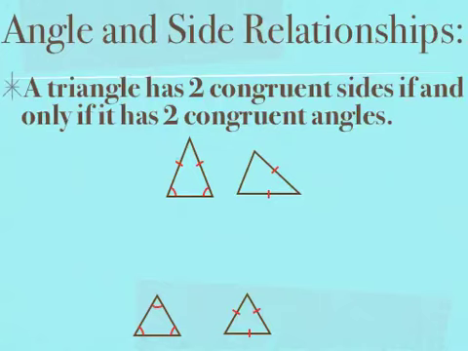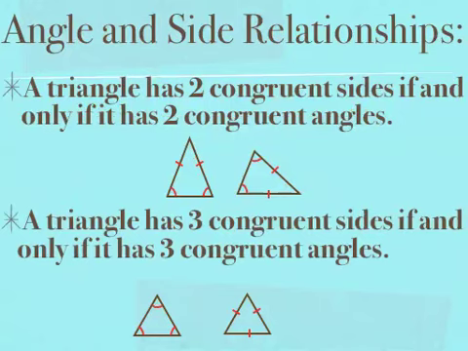On the second triangle, I am told that I have two congruent sides, which means that I have two congruent angles. Notice again, they're the angles that are opposite of the given sides that are congruent. This also works when we have three congruent sides and three congruent angles. A triangle has three congruent sides if and only if it has three congruent angles. So on the first triangle here, I'm told that I have three congruent angles, which means I have three congruent sides. And on the second triangle, I am told that I have three congruent sides, which means I have three congruent angles.